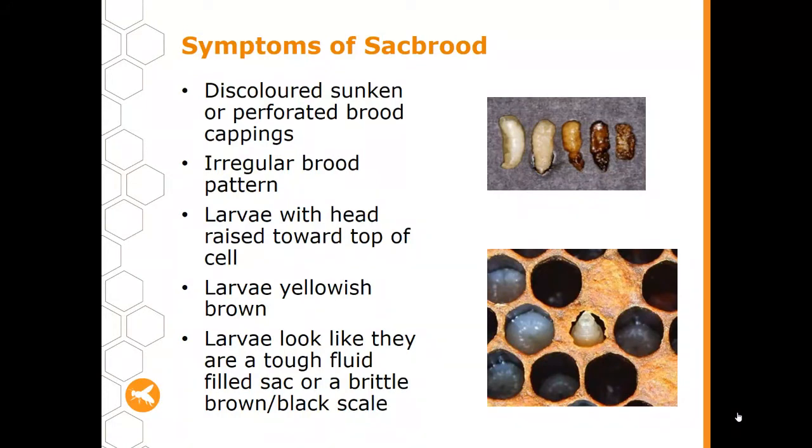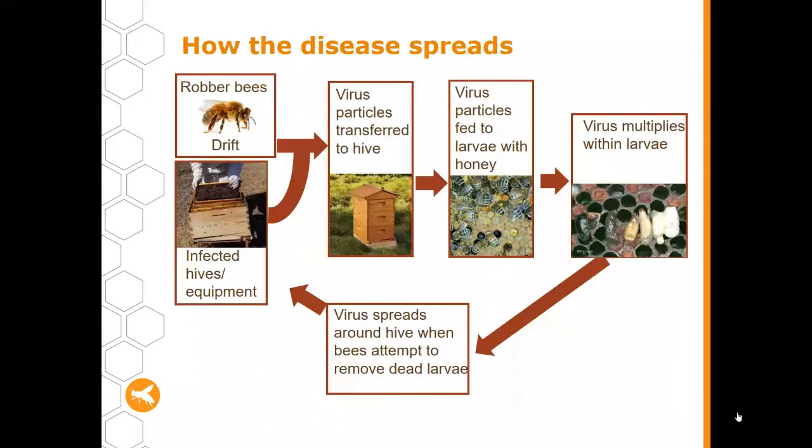To the left, you'll see a healthy larva in the picture lying on its side, and then the one with sackbrood has got its head poking out. The yellowish or brownish colour of that larva is also a good indicator that it's likely to have sackbrood. Sackbrood spreads through robber bees and drift, and also through infected hives and equipment.